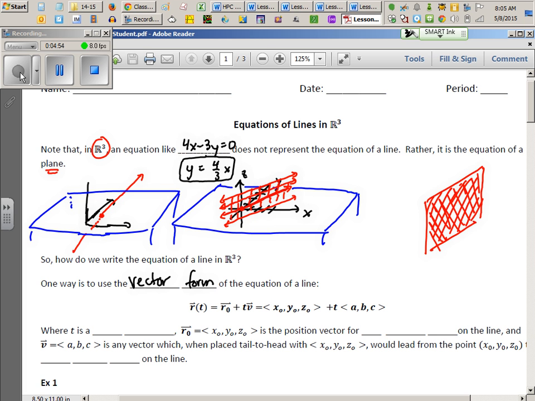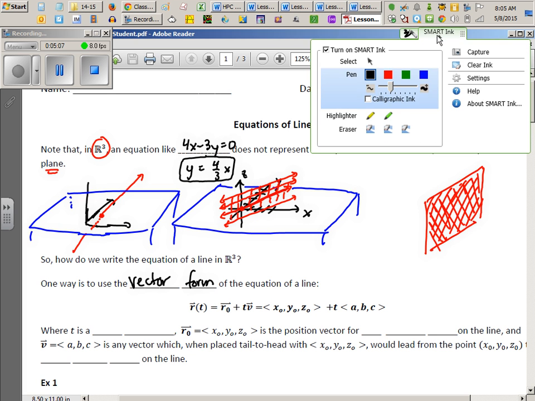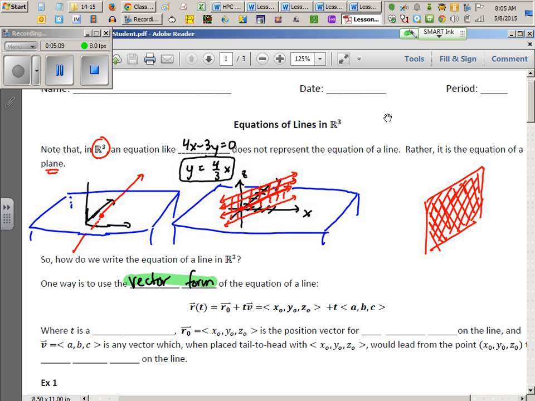What is the vector form of the equation of a line? Well, it's this here, what I just showed you. It's what you have right here on the paper. So I'll highlight it, and its name. The name is vector form. The equation is r(t) equals <x naught, y naught, z naught> plus t<a, b, c>.